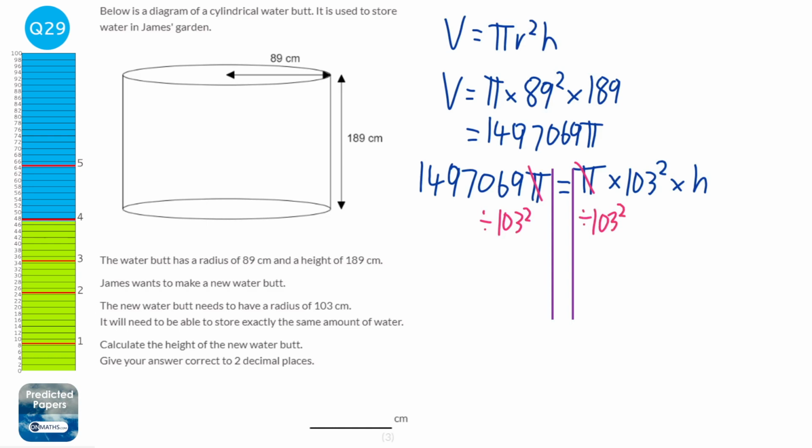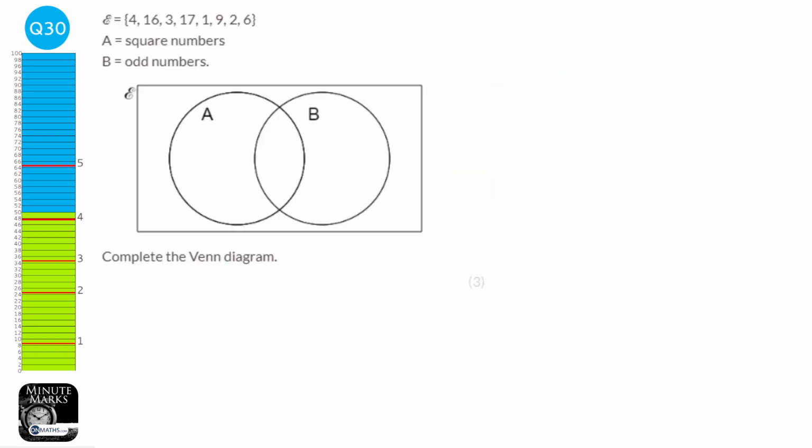And on the left hand side we get 141.113 and so on, and on the right hand side we get h. So the height will be 141.113. It says it wants it to 2 decimal places, so that will be 141.11.